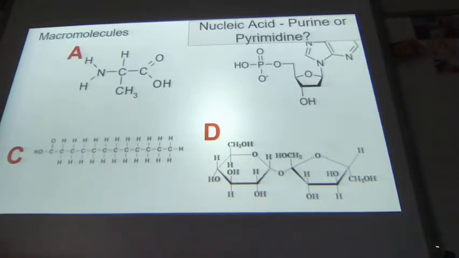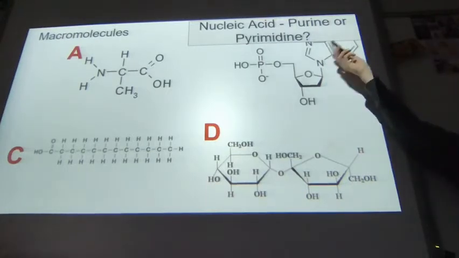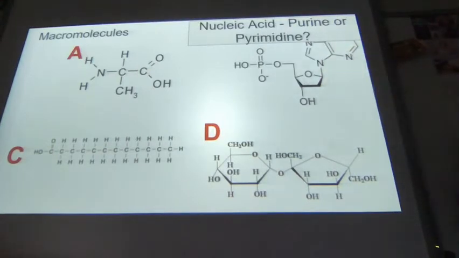Okay. Is this a purine or a pyrimidine? It's a purine. How'd you know that? Double ring. Right. That's good. This is a purine because it has 2 rings. If it only had 1 ring, it would be a pyrimidine. So is it guanine or adenine? I don't know.